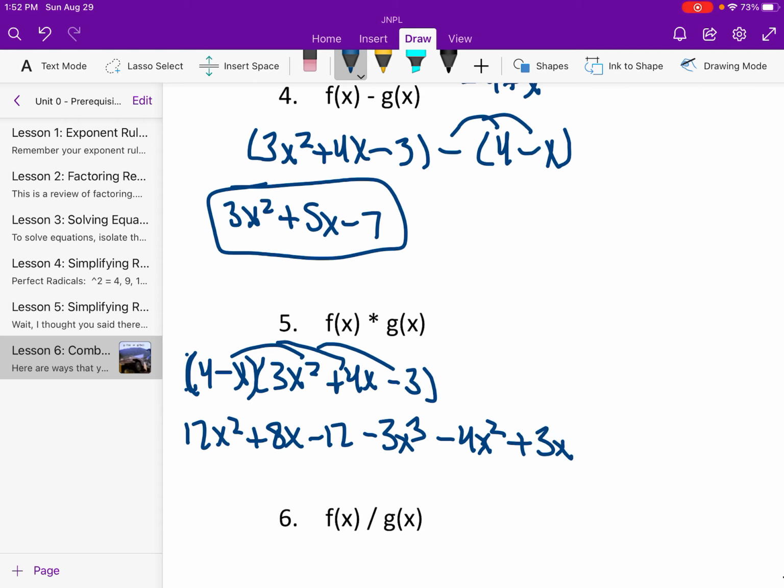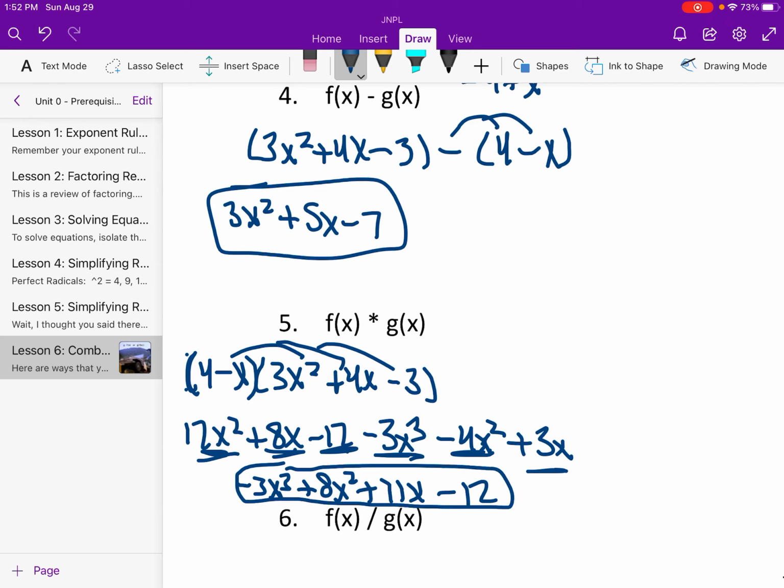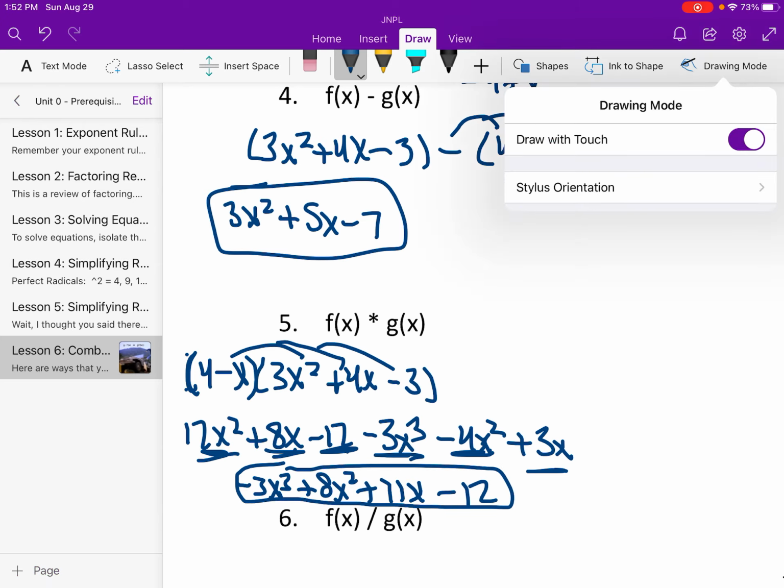So now we need to combine like terms. The highest degree we have here is a 3, so negative 3x cubed goes first. Then we see 2 squares, that would give us positive 8x squared. We see 2 x's, that would give us 11x. And then we see a minus 12. So this answer is a little bit longer because we're multiplying. That sometimes can be hard.